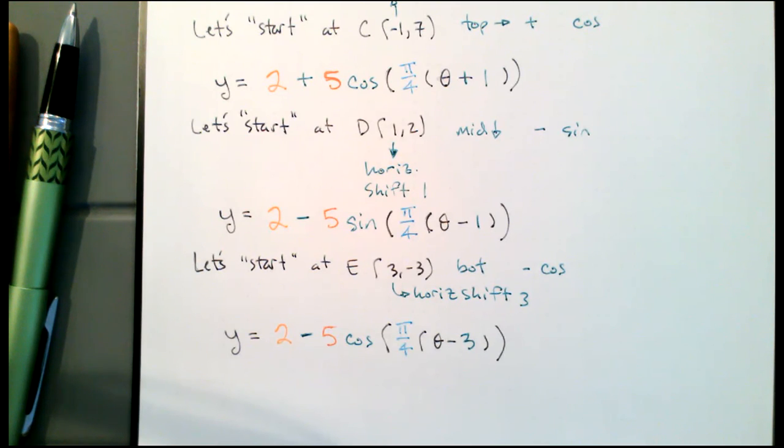But even if we start at 7, the middle is still 2. If I start off at the top, I'm using a +5, a positive cosine. My period is still 8, so I still have a coefficient of pi/4, but then I will type x minus 7, and I get the same graph.